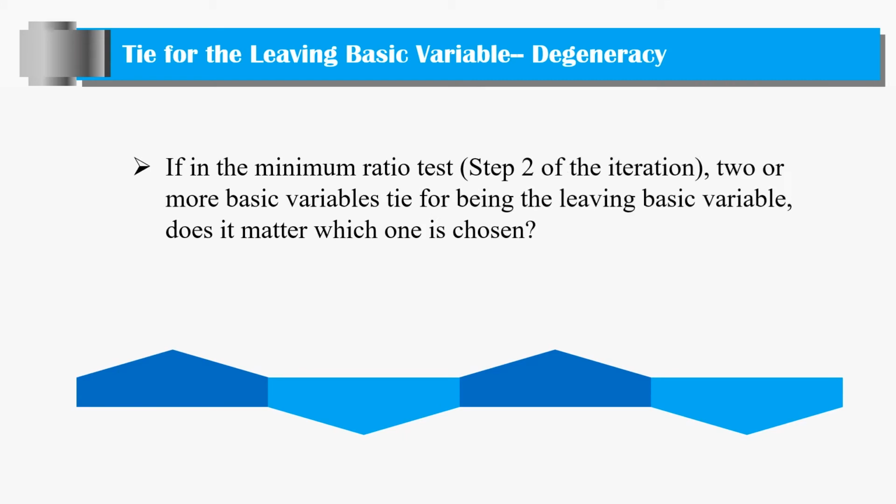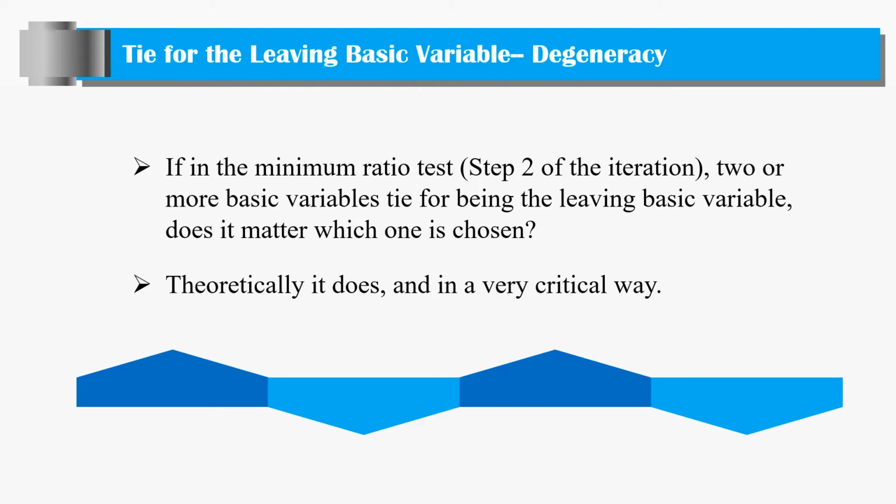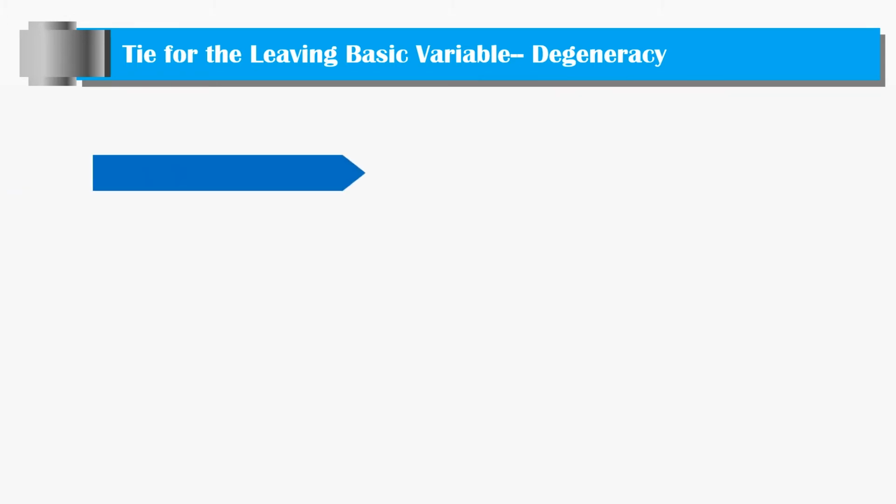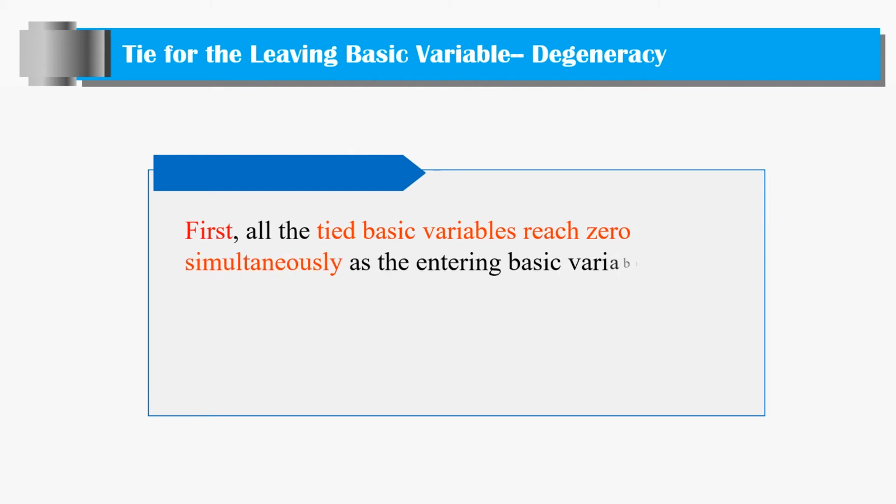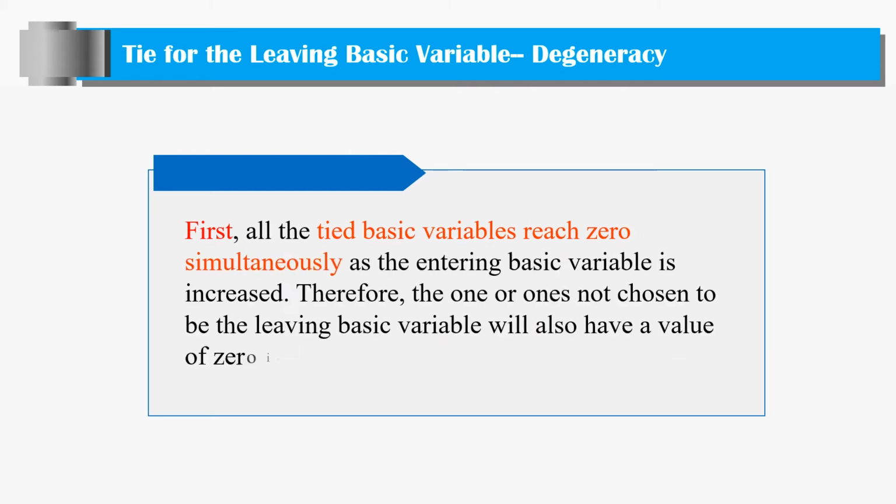Second, if in the minimum ratio test, which is step 2 of the iteration, 2 or more basic variables tie for being the leaving basic variable, does it matter which one is chosen? Theoretically, it does, and in a very critical way. First, all the tied basic variables reach 0 simultaneously as the entering basic variable is increased, since they have the same ratio. Therefore, the one or ones not chosen to be the leaving basic variable will also have a value of 0 in the new BF solution.